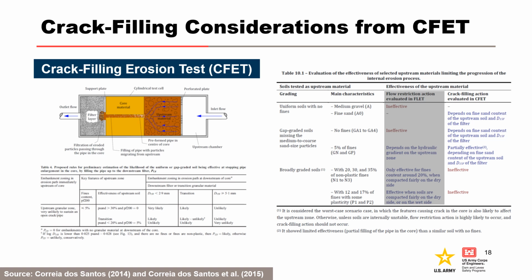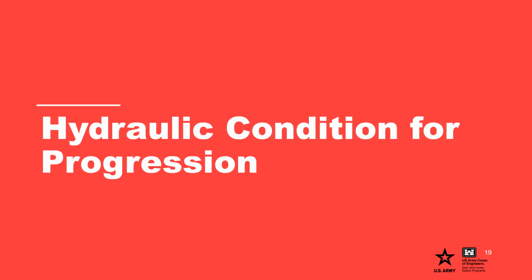Nevertheless, they can avoid the enlargement of the pipe and even diminish the leakage flow, providing the particles to the downstream zone that are required for a filtering mechanism. Next, the hydraulic condition for progression.